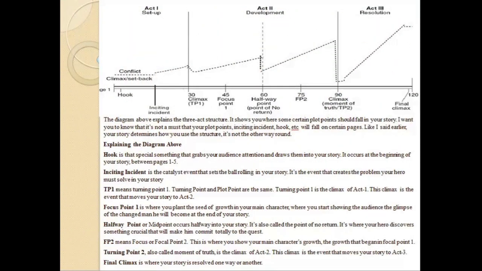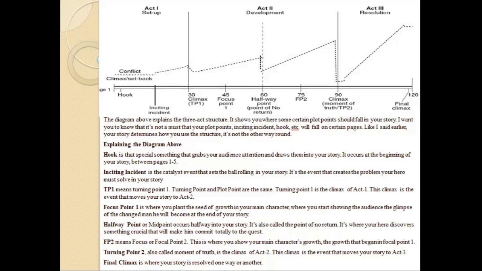The diagram above explains the three-act structure. It shows you where some certain plot points should fall in your story. I want you to know that it's not a must that your plot points, inciting incidents, hook, etc. will fall on certain pages. Like I said earlier, your story determines how you use the structure. It's not the other way around.